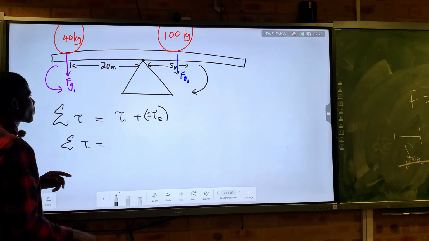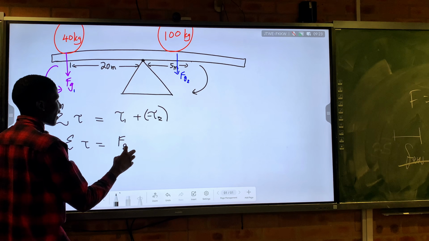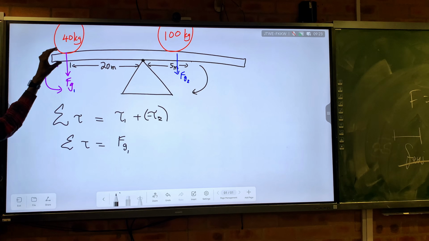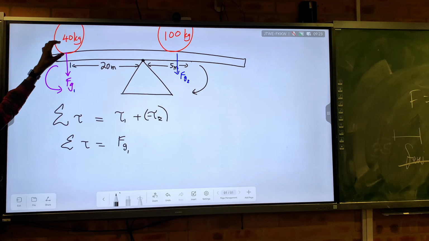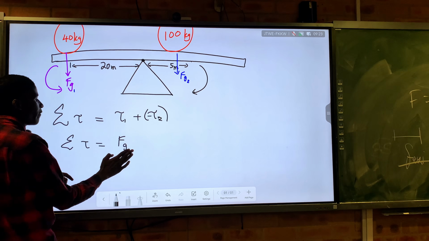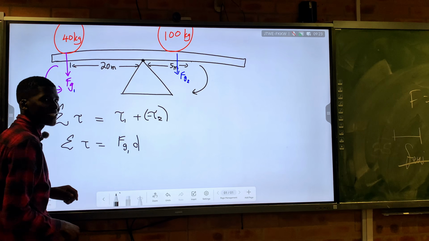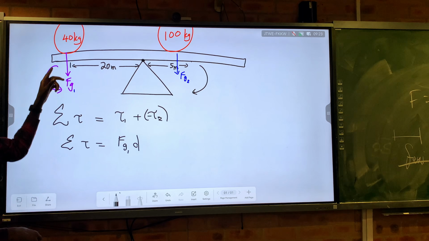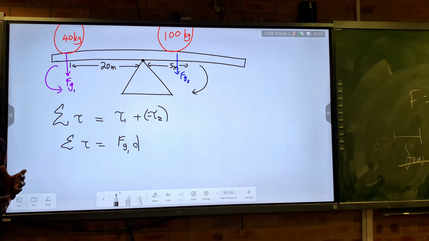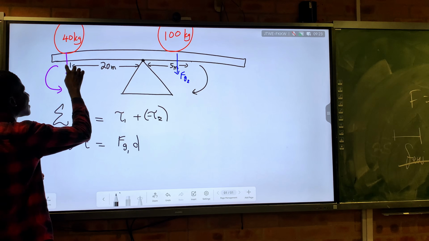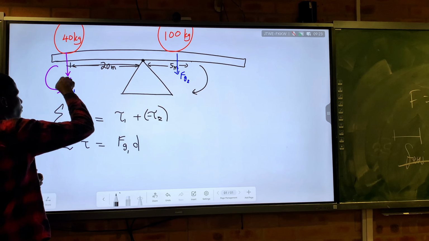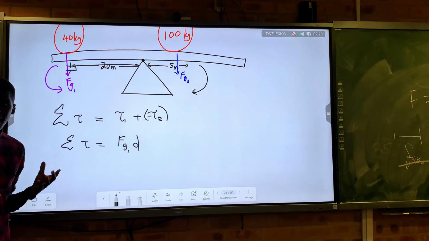So torque 1 is going to be the force of gravity 1. Actually, this is the only force acting on this object. So force times what? Times distance. In this case, force and distance are perpendicular to one another, because this is the distance here, this is the force here. So there is an angle of 90 degrees.